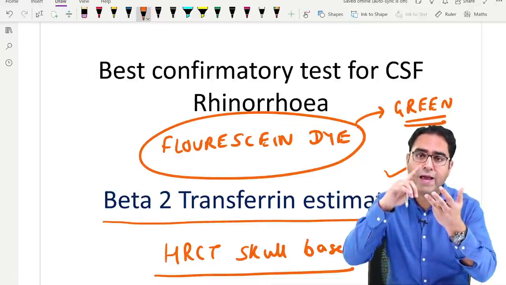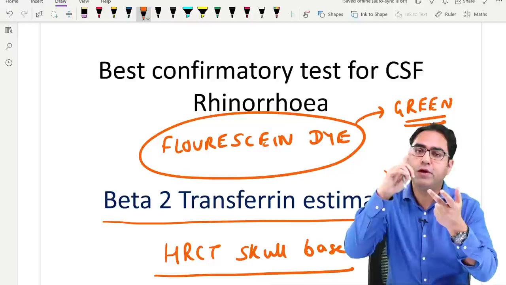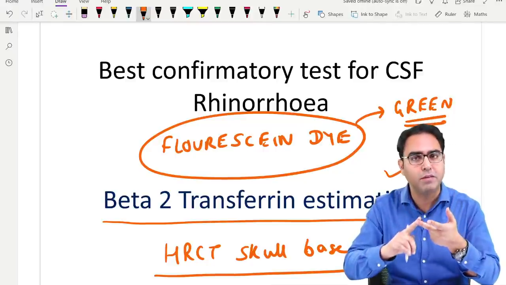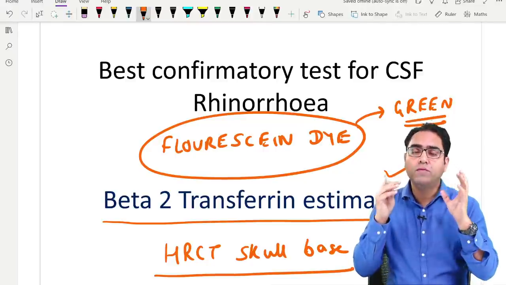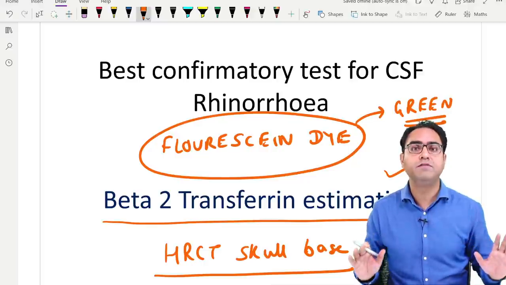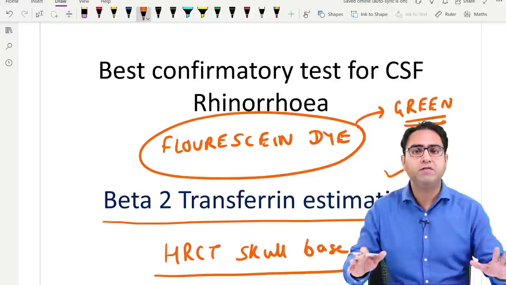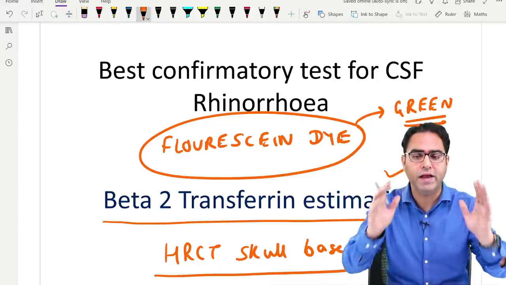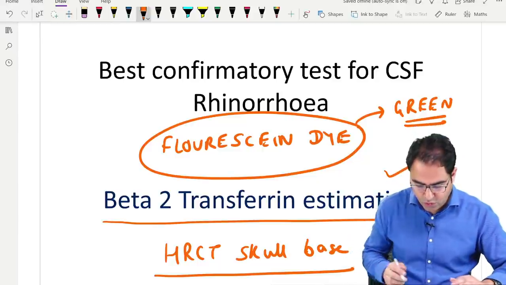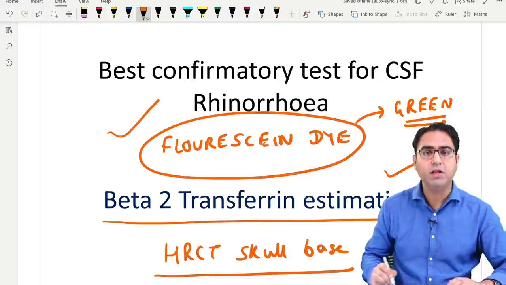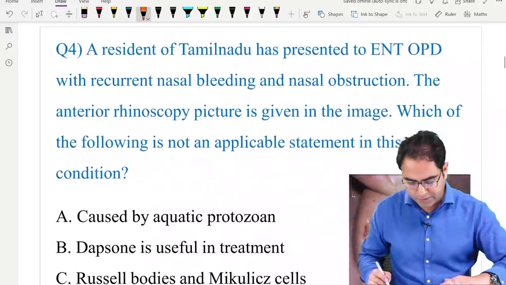Best test for diagnosis is beta 2 transferrin. Best radiological investigation is HRCT skull base. And you should always keep in mind the treatment is not aggressive surgery right in the beginning. To begin with, conservative treatment with bed rest and antibiotic for 7 to 10 days. Very good. So don't forget intrathecal fluorescein dye injection. This may be a new question for the exam.